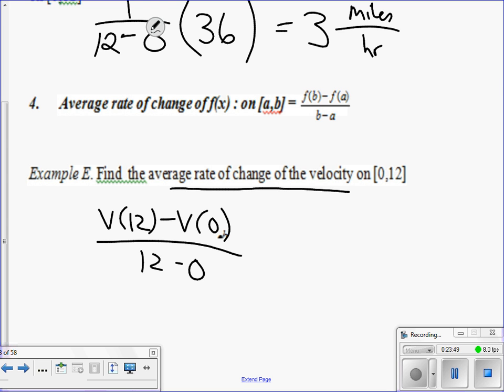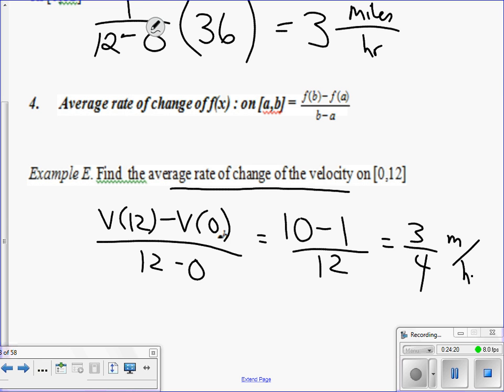That's the same as the average acceleration, because rate of change of velocity is acceleration. I don't remember the numbers. What was v of 12? 10 minus v of 0. So 10 minus 1 over 12. 3/4, like that, reducing. And the units would be the units of velocity over the units of time. So that would be miles per hour squared, because it's the change in velocity over change in time.